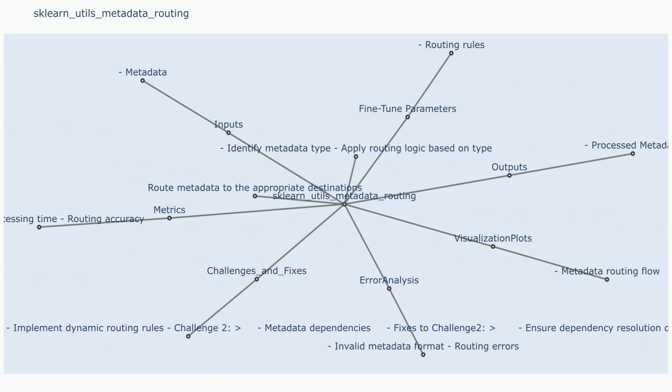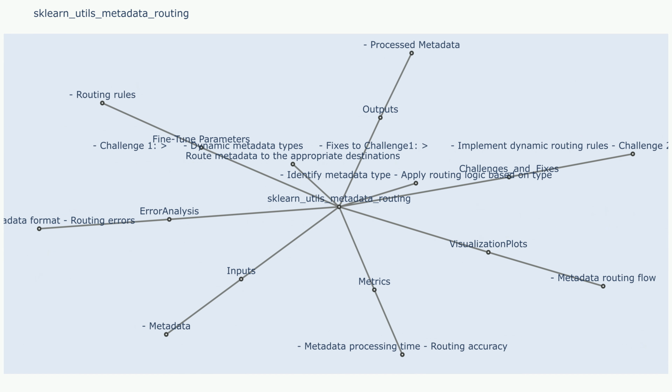Fixes to challenge 2: ensure that routing rules are carefully defined to avoid conflicting destination keys. Use a hierarchical approach to metadata organization to avoid overriding of essential metadata.